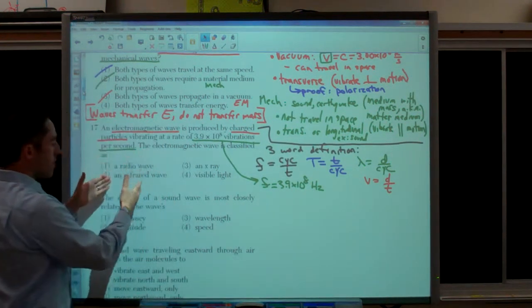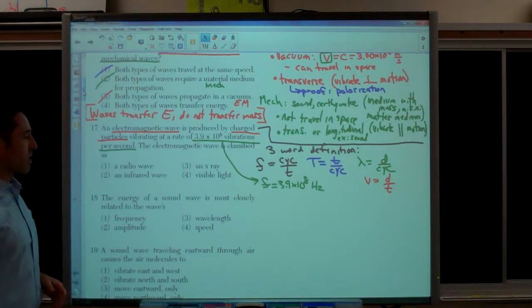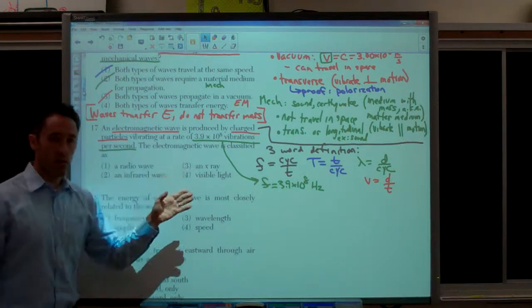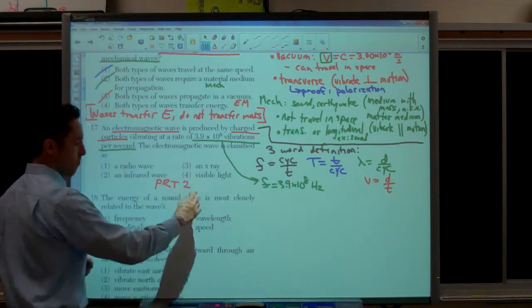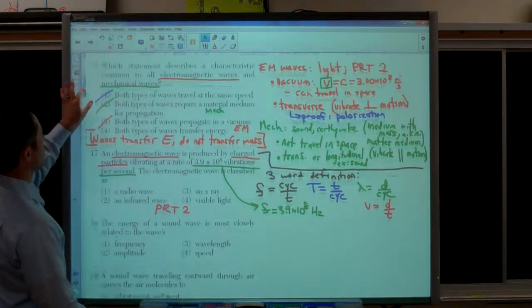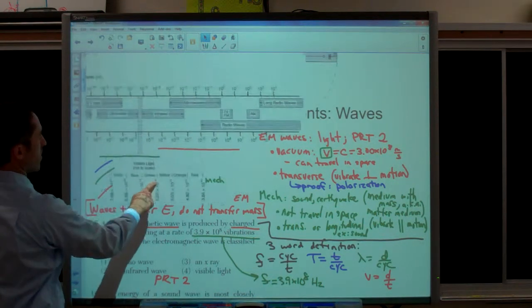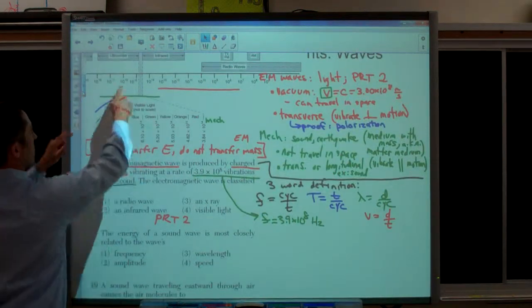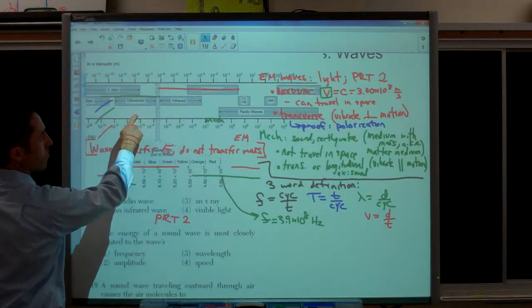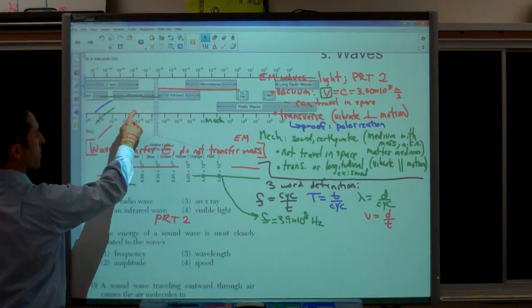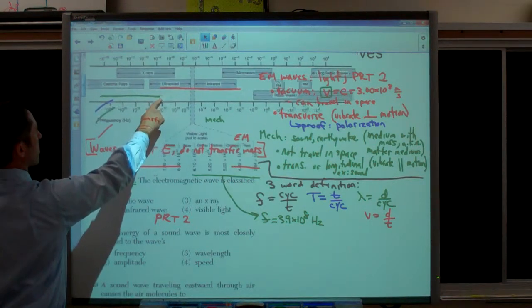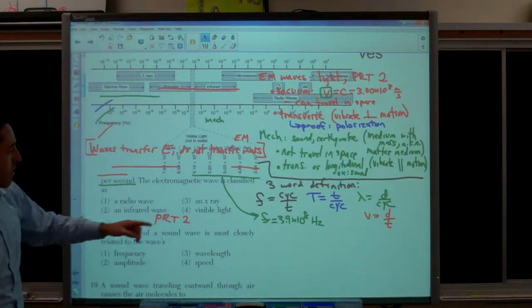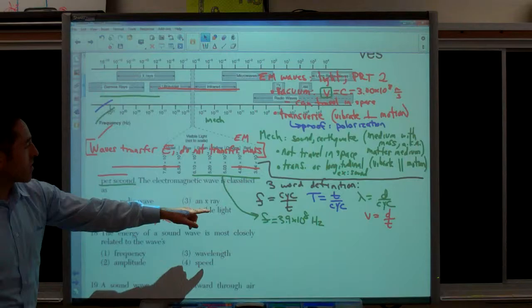Now, when they give you types of light or electromagnetic energy, you have to go to the chart and look them up. This is a PRT2 problem. So, let's grab our chart. Let's bring it with us. And what you will notice is, look up top here, 3.9 times 10 to the 8th hertz.